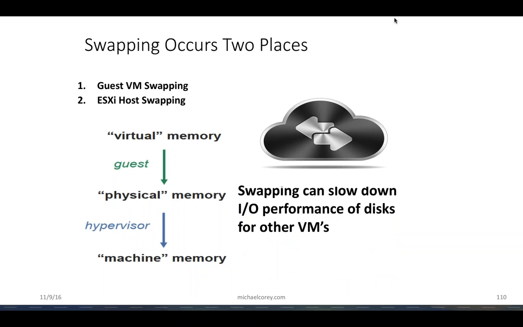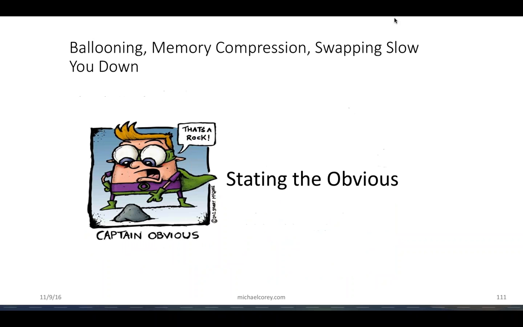Swapping, anybody in the database knows that swapping is bad. You have swapping at the host level and you have swapping at the guest level or the VM level. Be aware that you got to be careful where you're looking. Memory compression, ballooning slows you down. That's pretty obvious. Swapping's bad.